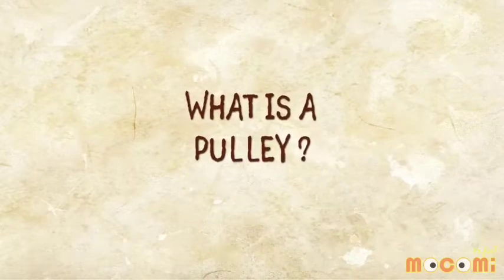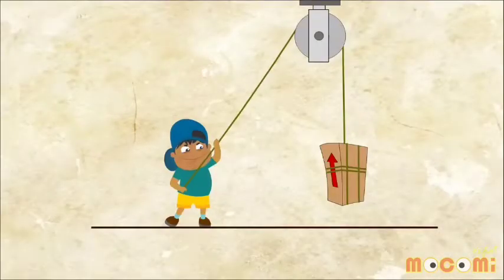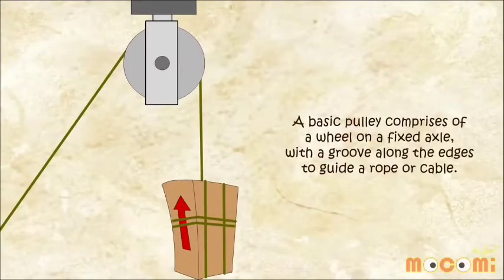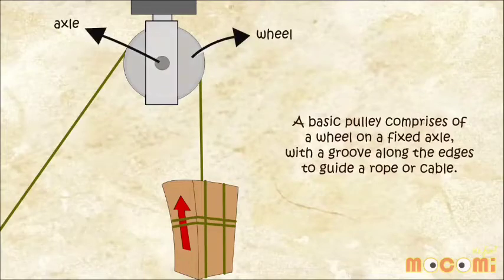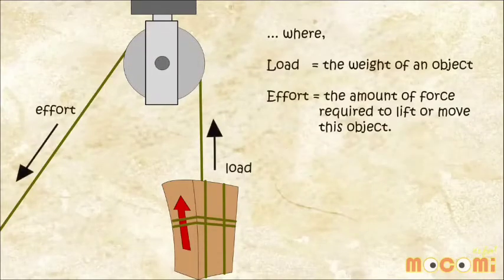What is a pulley? A basic pulley comprises a wheel on a fixed axle with a groove along the edges to guide a rope or a cable. The load is the weight of an object, and effort is the amount of force required to lift or move this object.